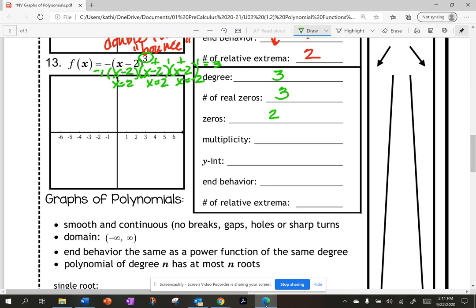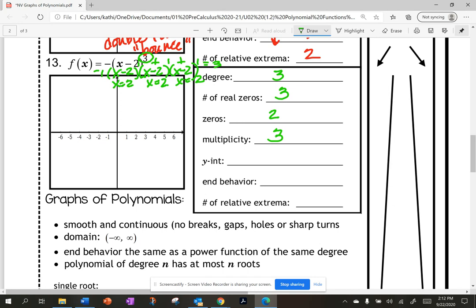My multiplicity is, I have it by raising it to the power 3, or if I expanded it out, I can see I have it 3 times. So my zero of 2, I have 3 times. So I have a multiplicity of 3 for the zero of 2.